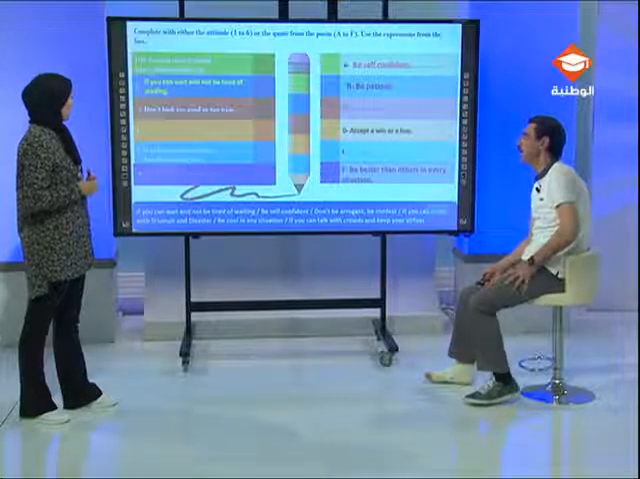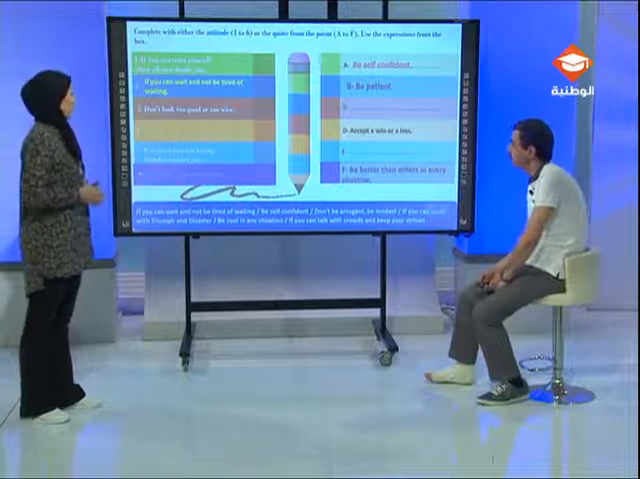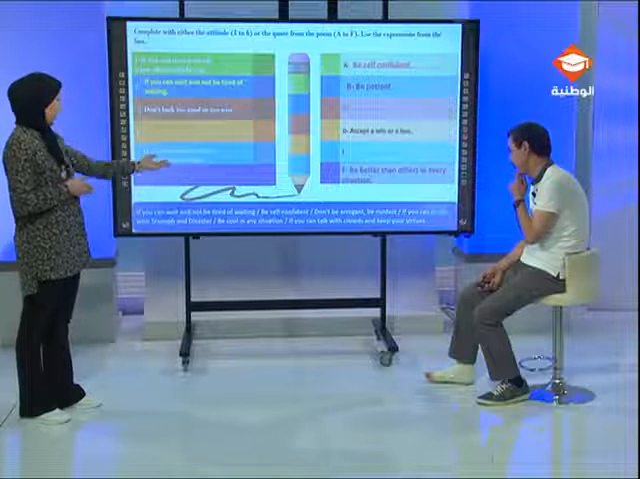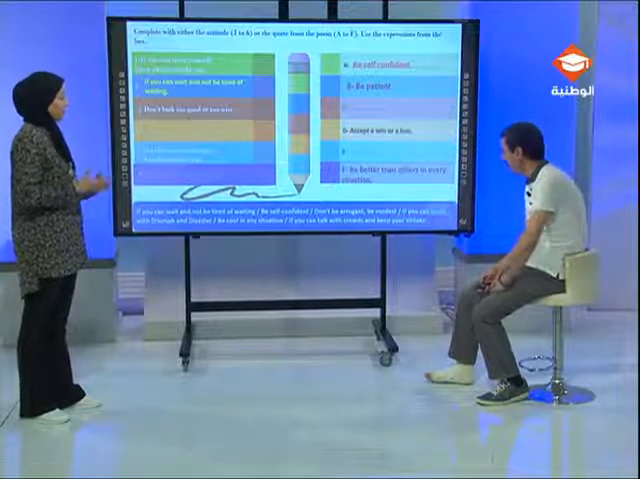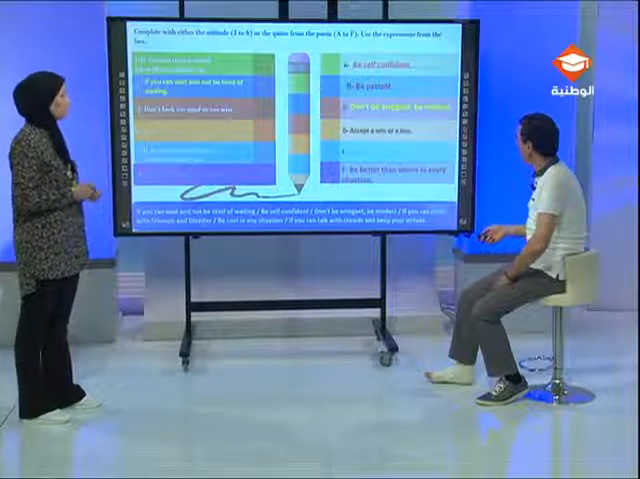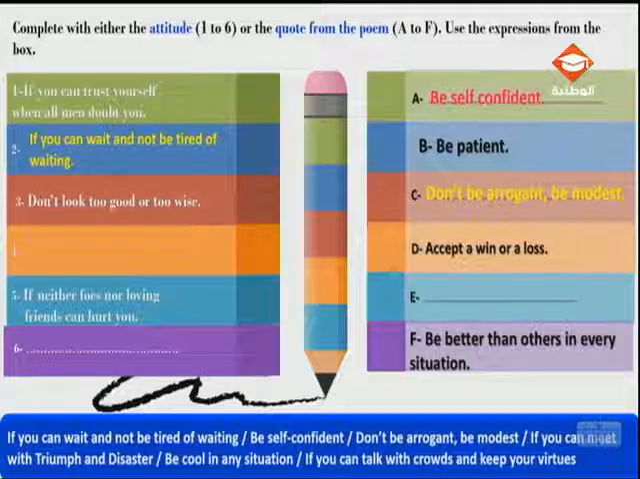What about number three? Don't look too good or too wise. Don't look too good, it means don't be arrogant. So we have it, don't be arrogant. Be modest, be humble. Don't be arrogant, be modest or humble, as you said, well done. Accept a win or a loss. Exactly.